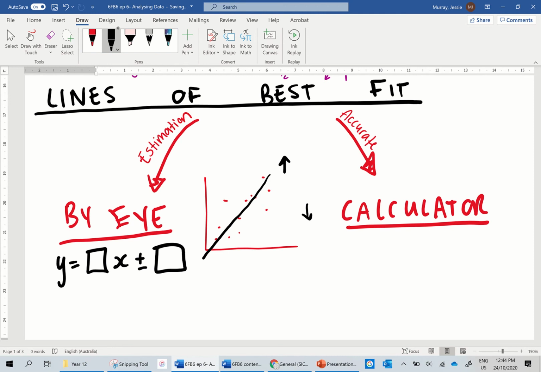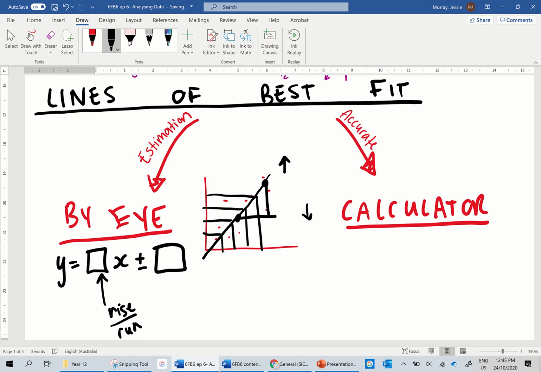I need to find m, which is my gradient. So on a graph, to find the gradient, and they would always give you grid points and values to go on here, it's just going to be rise over run. So to find your gradient, do your rise over run. Now remember, when you're doing it by eye, it's only an estimation. So pick 2 points that definitely pass through grid points and do your rise over run wherever you need to and find the approximate gradient for that line.